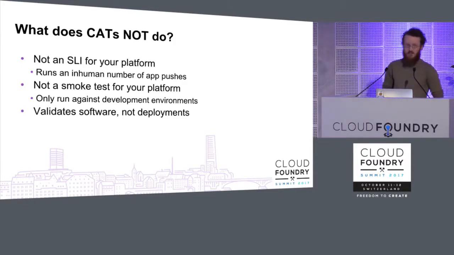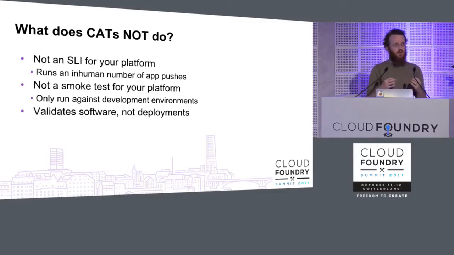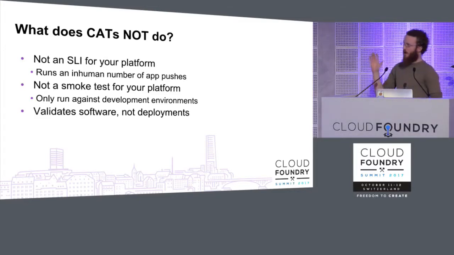One of the reasons it's not a good SLI is because during the course of running CATS, your platform will be bombarded with an inhuman number of app pushes and other interactions via the API. And this traffic is probably never going to be realized on your platform outside of an automated mode like you might find in CATS. So even if you did want to use it as a service level indicator, it would be a terrible choice for that.